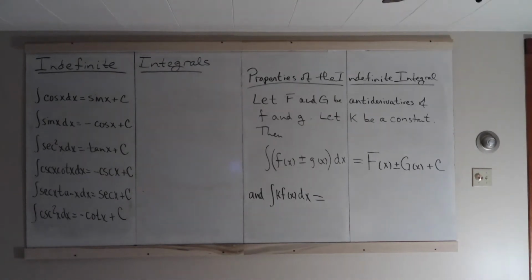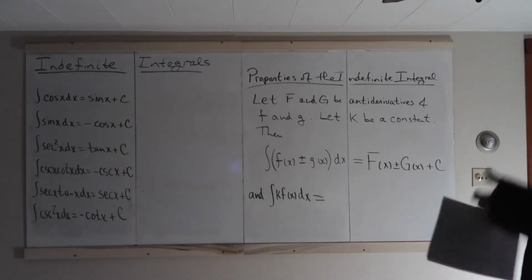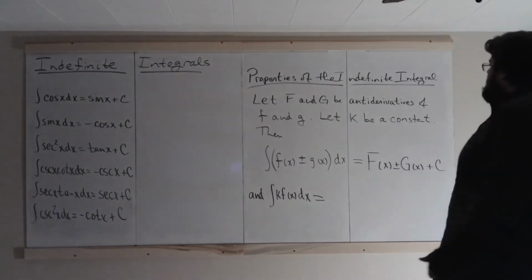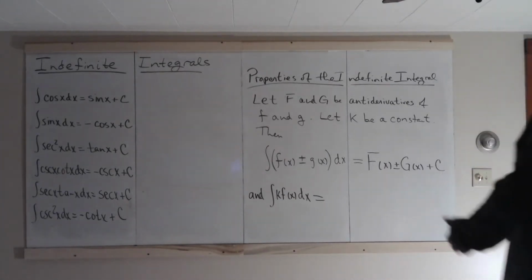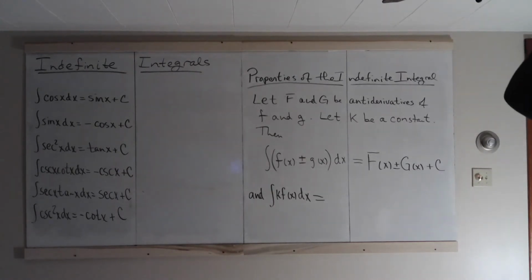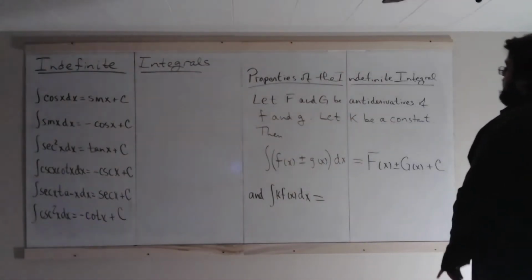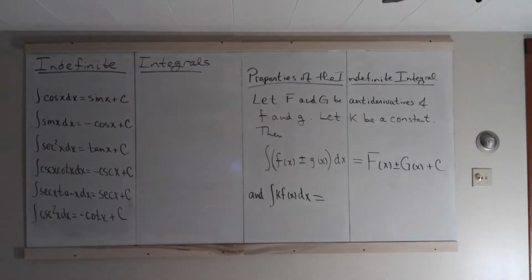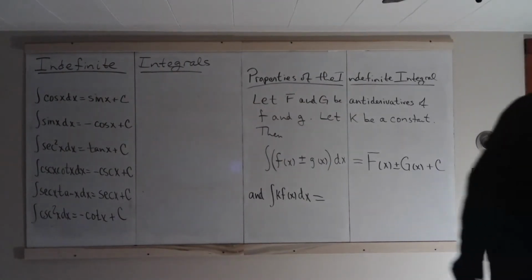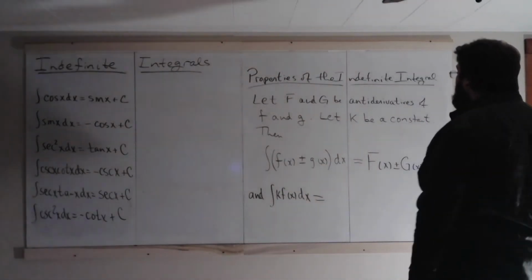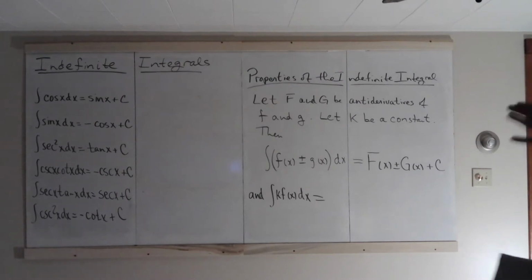Now, when we were doing derivatives, there were a few convenient properties of limits that made derivative computations much easier to deal with. And we have a couple properties for the indefinite integral that will make our computations much easier. So here, let capital F and capital G be antiderivatives of lowercase f and lowercase g. Let k be a constant, then the integral of f of x plus or minus g of x with respect to x. When we were doing derivatives, we could do derivatives one piece at a time.